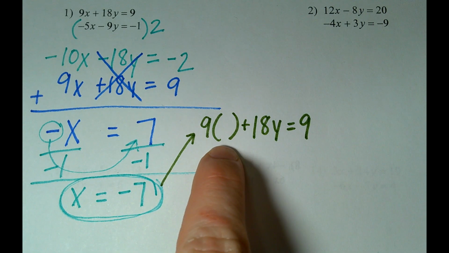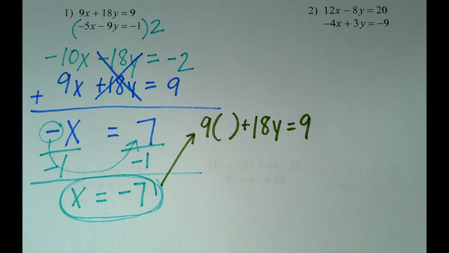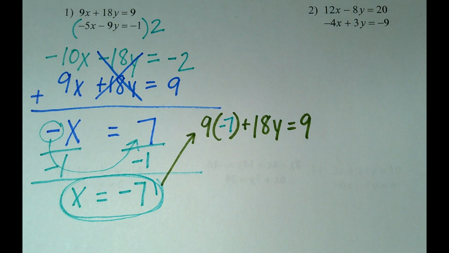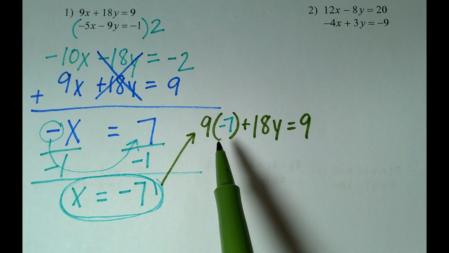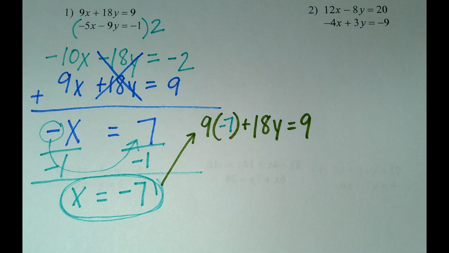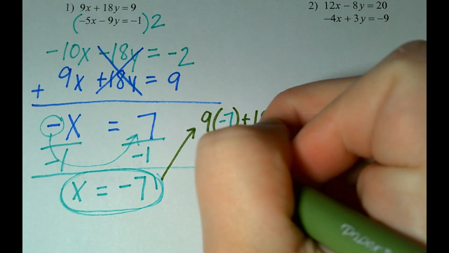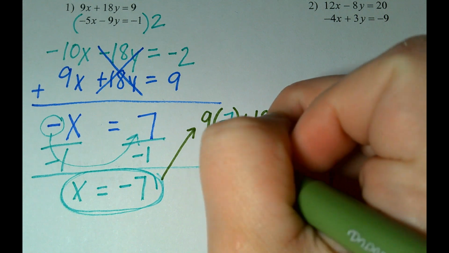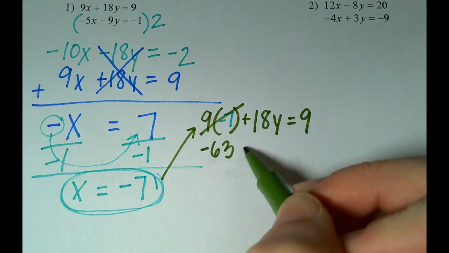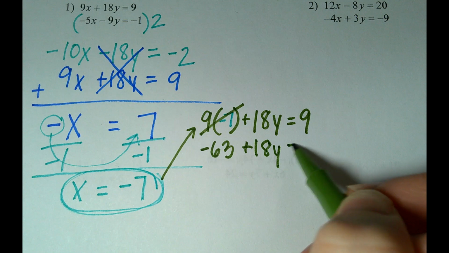And instead of x, because I just solved for x, it's -7, I'm going to write -7 in the spot that my x originally was. So now I have 9 times -7 plus 18y equals 9. So what should I do here? 9 times -7. What is 9 times -7? -63. Perfect, -63. Bring down plus 18y equals 9.